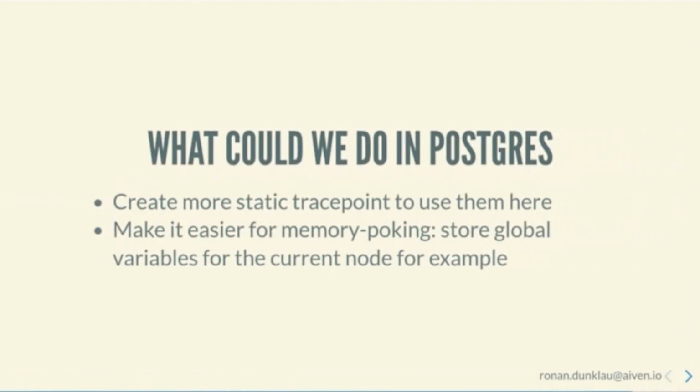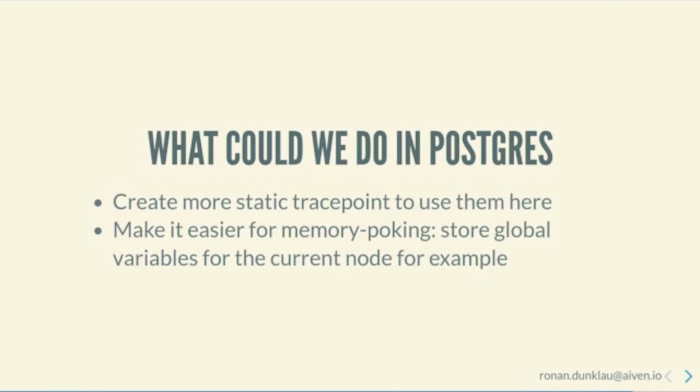So I hope I showed you that we can gather information that is otherwise quite hard to gather. And you can do it for a specific backend, which is quite useful. Next, what could we do in Postgres to make that kind of thing easier? One thing would be to create more. We have a lot of static trace points in Postgres to be able to attach a tracer and profiler to it.